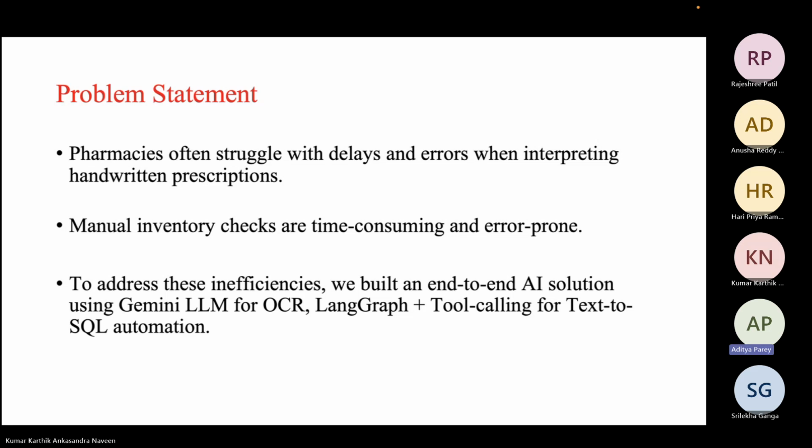To address these issues, we designed an end-to-end AI solution that automates the interpretation of prescriptions and checks medicine availability. We use the Gemini LLM for OCR and structured extraction, and then LangGraph combined with tool calling for seamless text to SQL translation, eliminating the need for manual queries.